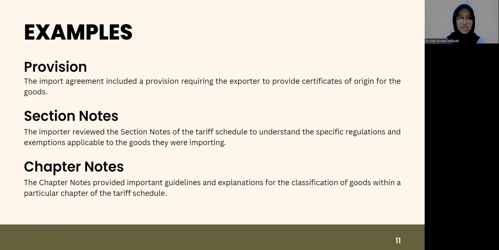And the next is provision. The import agreement included a provision requiring the exporter to provide certificates of origin for the goods. And then the next one is section notes. The importer reviewed the section notes of the tariff schedule to understand the specific regulations and exemptions applicable to the goods they were importing. And then the last is chapter notes. The chapter notes provided important guidelines and explanations for the classification of goods within a particular chapter of the tariff schedule.